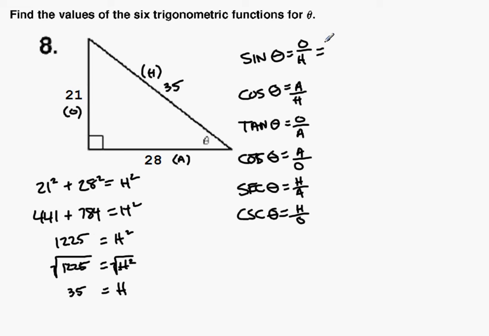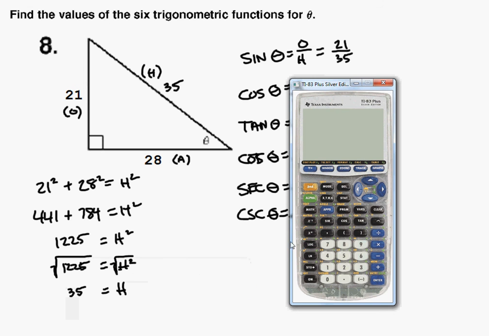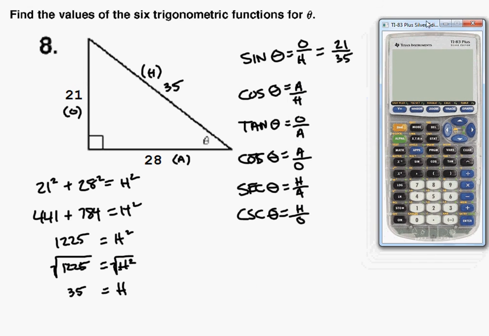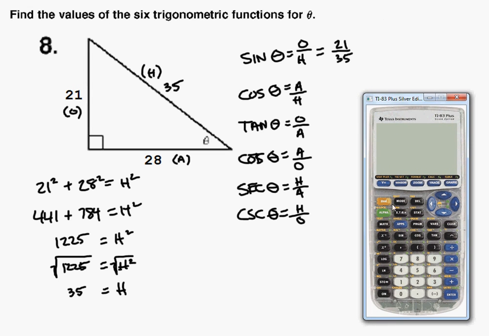Opposite over hypotenuse, 21 over 35. A quick way to reduce if you're having issues with that, you can use the calculator. It's rather quick. So you can input the ratio 21 over 35. You get a decimal. Now this one's pretty easy, 6/10, 3/5, right? But let's say you didn't know that. So you can actually go math, hit frac, and it'll automatically give you the reduced fraction. So we've got that equal to 3/5.